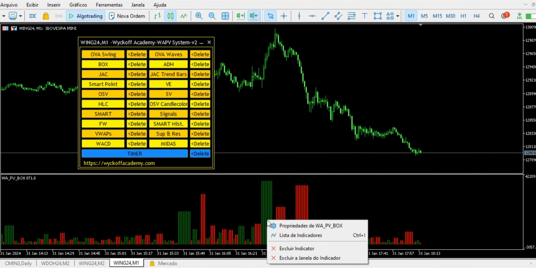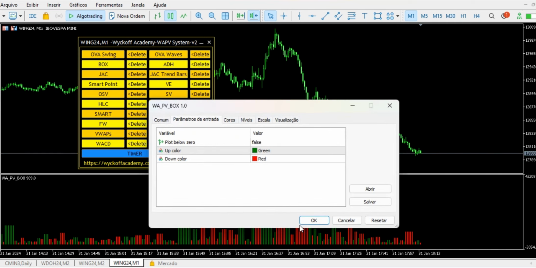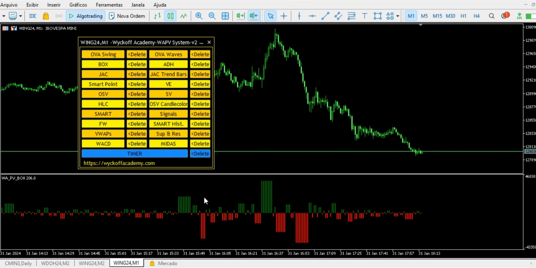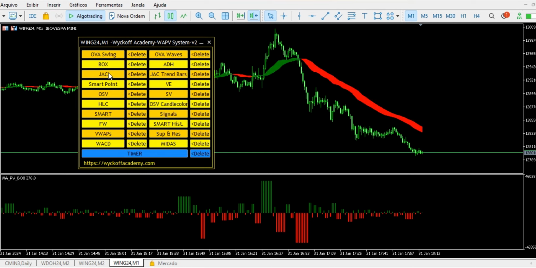Now, let's look at the box. The box gives us the market variation in relation to the range of movement. You can choose to leave it below the zero axis for better visualization. Reading it helps to visually identify the points with greater amplitude, where they show us regions of possible market reversals.